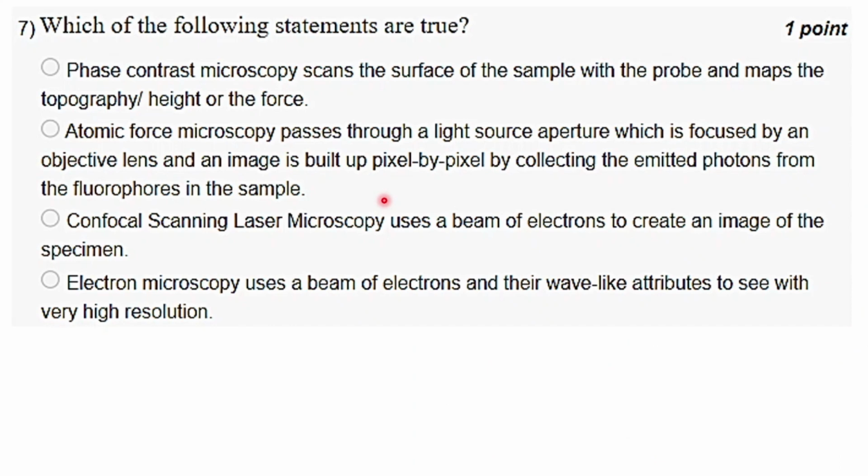Which of the following statements are true? Phase contrast microscopy scans the surface of the sample with the probe and maps the topography. You guys read and let me know if you want to unmute and give the answer. Which one might be the right answer? These are the 4 options. Anyone?